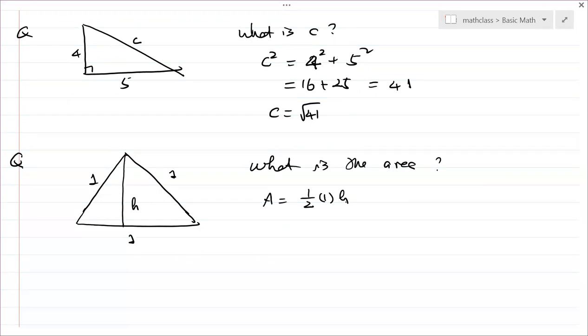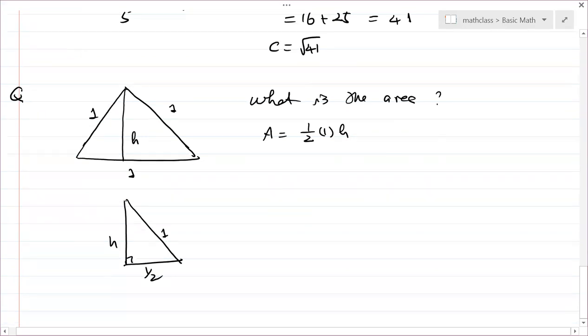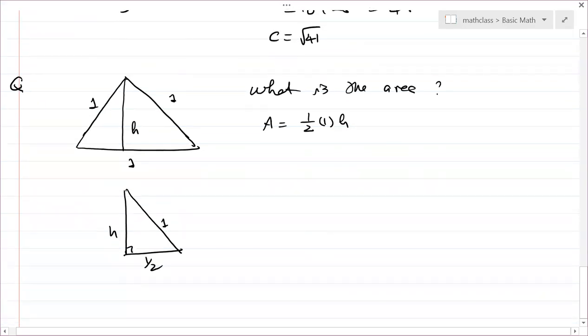Use the Pythagorean theorem, okay? Because when you look at this triangle, this is h. This is just 1/2 of this 1. So this is a right triangle. The three sides are related. So h squared plus (1/2) squared equals 1 squared.